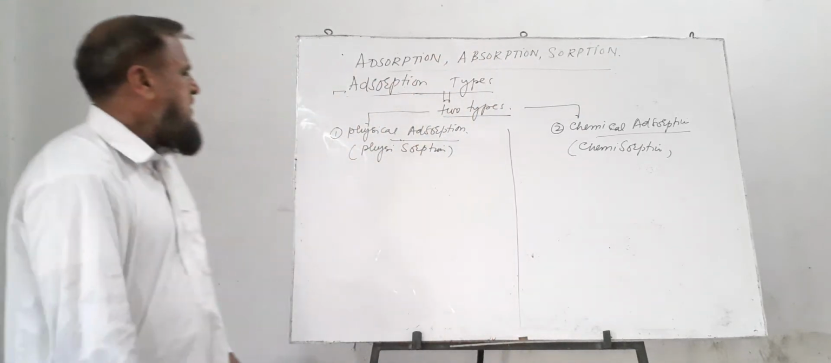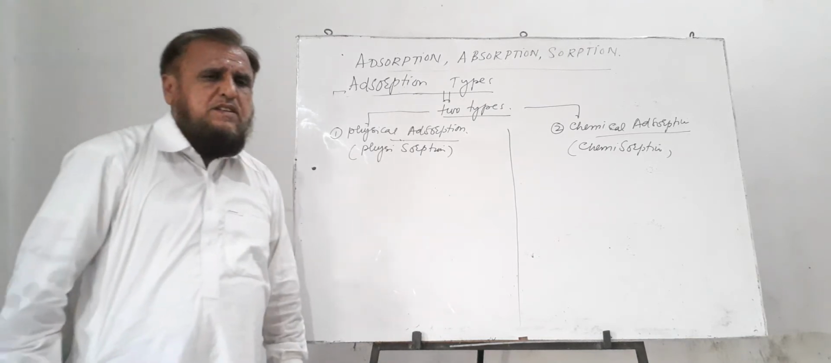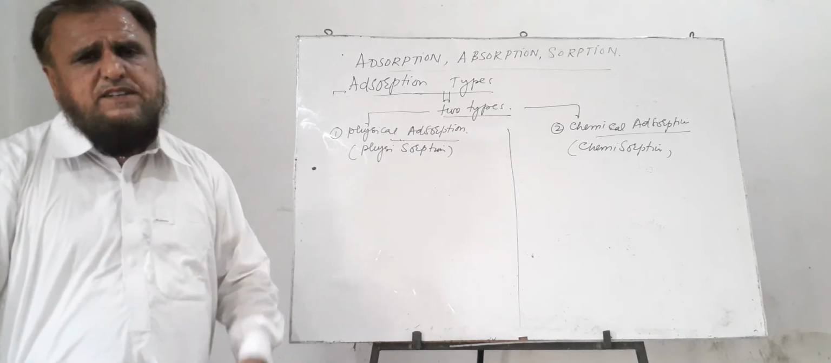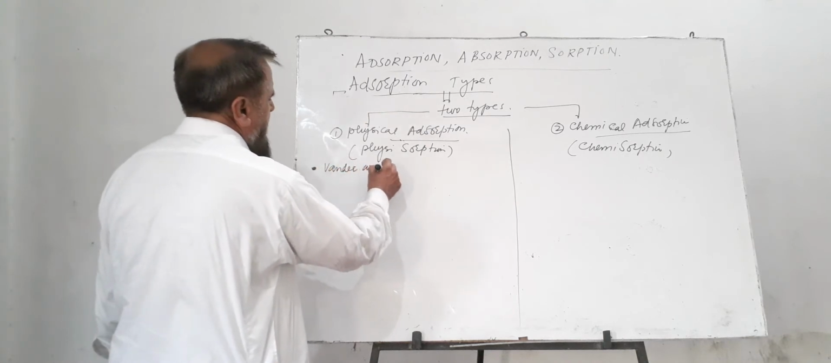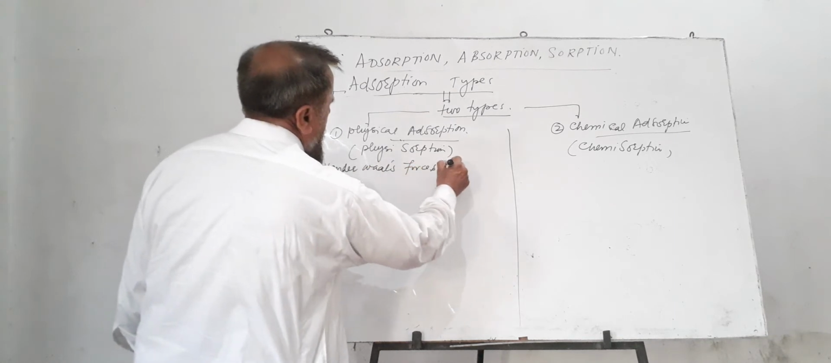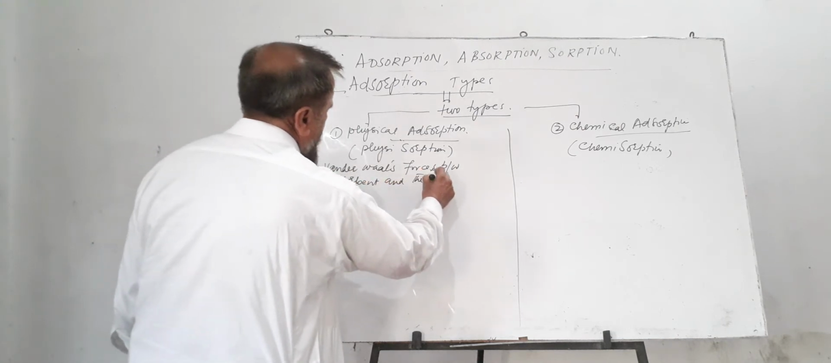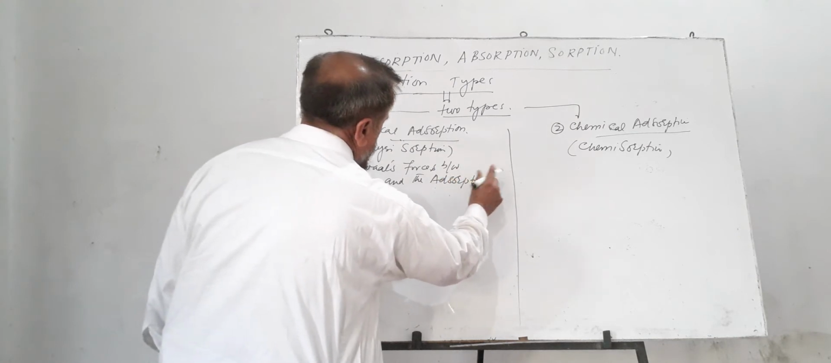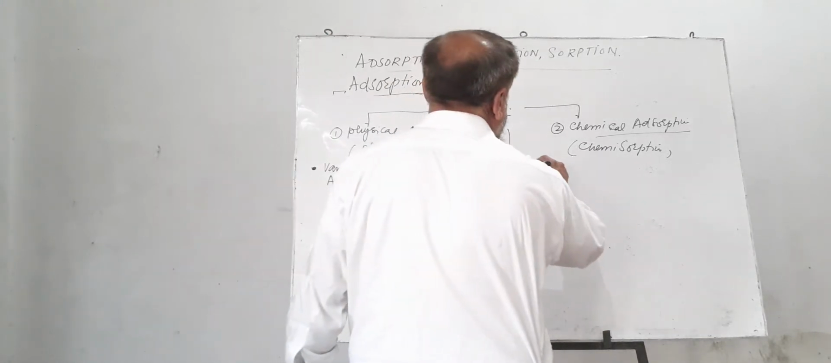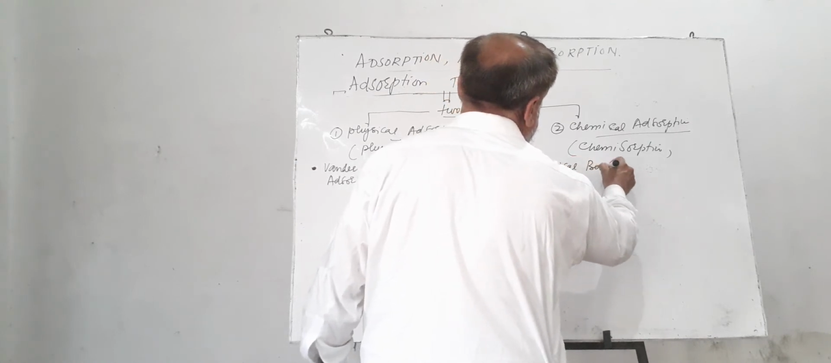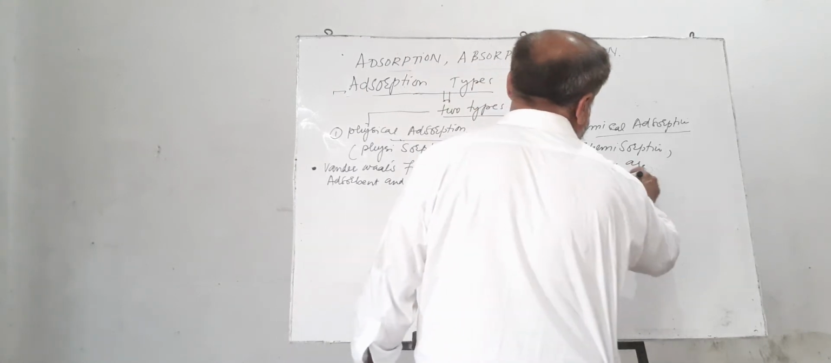Let us compare the two. The first difference between chemical and physical adsorption is that in physical adsorption, weak attractive forces are present between the adsorbate and the adsorbent, and these are called van der Waals forces. Well, in the case of chemical adsorption, chemical bonds are formed between the adsorbent and adsorbate.